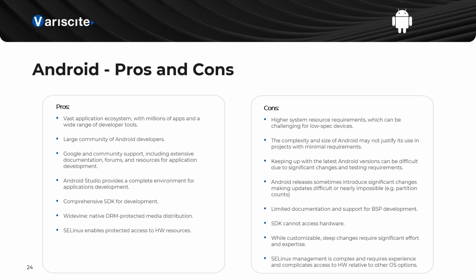Android provides a comprehensive SDK that simplifies application development. The SDK includes libraries, tools, and documentation necessary for creating robust applications. Android natively supports Widevine DRM, facilitating secure media distribution and playback of DRM-protected content. This feature is particularly valuable for applications involving digital media.